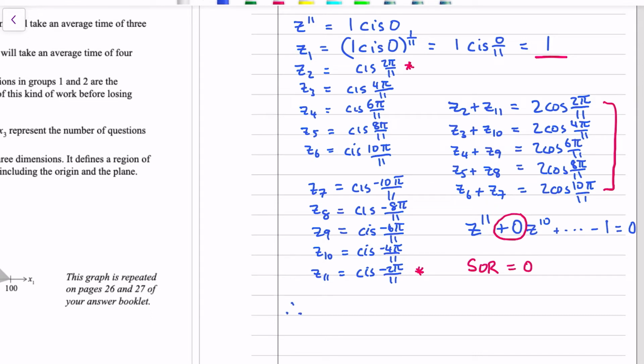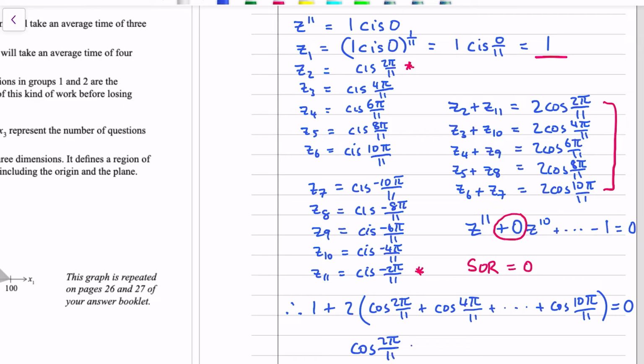Therefore, 1 plus 2 lots of cos 2 pi over 11, cos 4 pi over 11, plus dot dot dot, should have done that a lot earlier, cos 10 pi over 11, all of that adds to 0. If we move the 1 to the other side and divide by 2, we've got our proof.